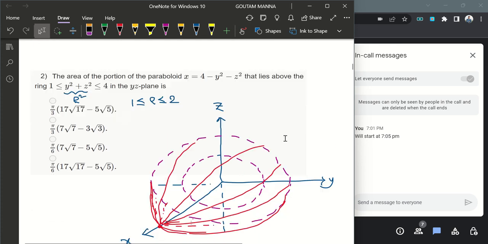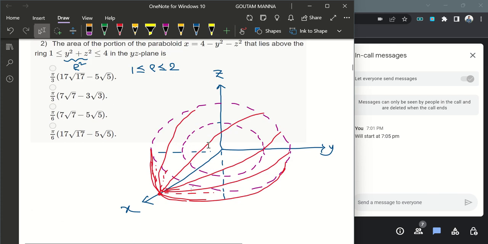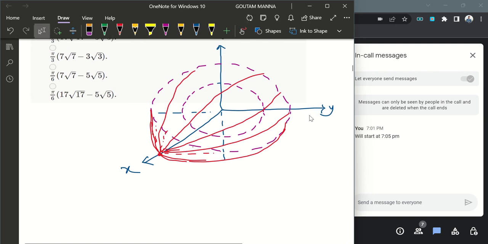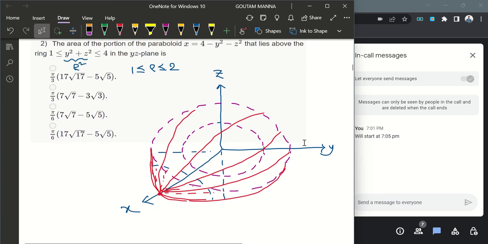And we are asked to find the area of the portion that is above this ring. So this portion should be excluded. If we draw a perpendicular along the axis, this kind of portion will be excluded, and apart from that, the rest of the area we have to calculate.